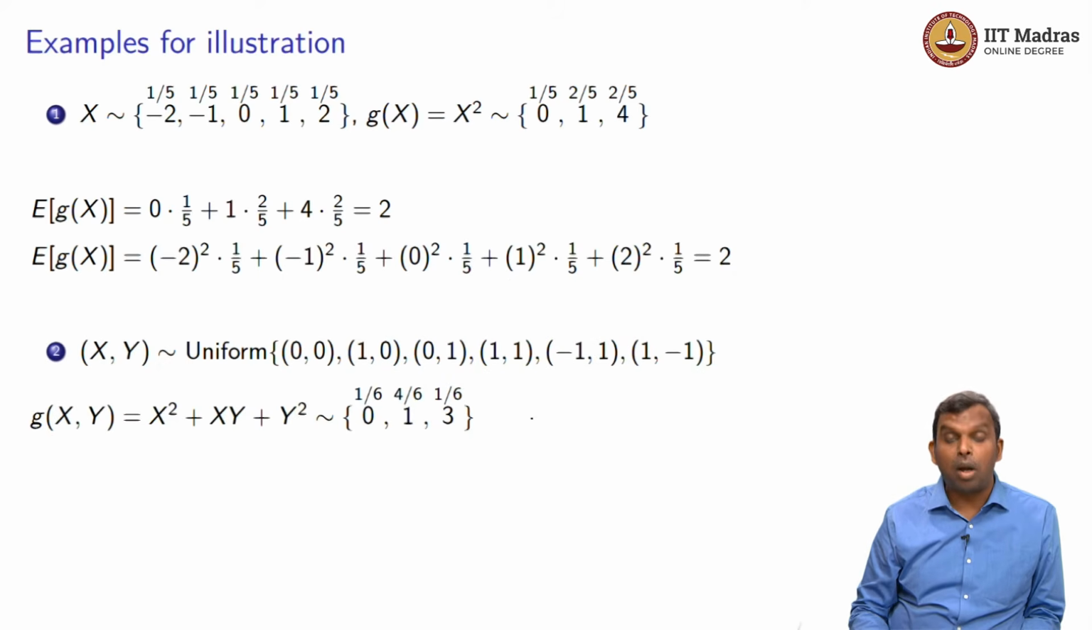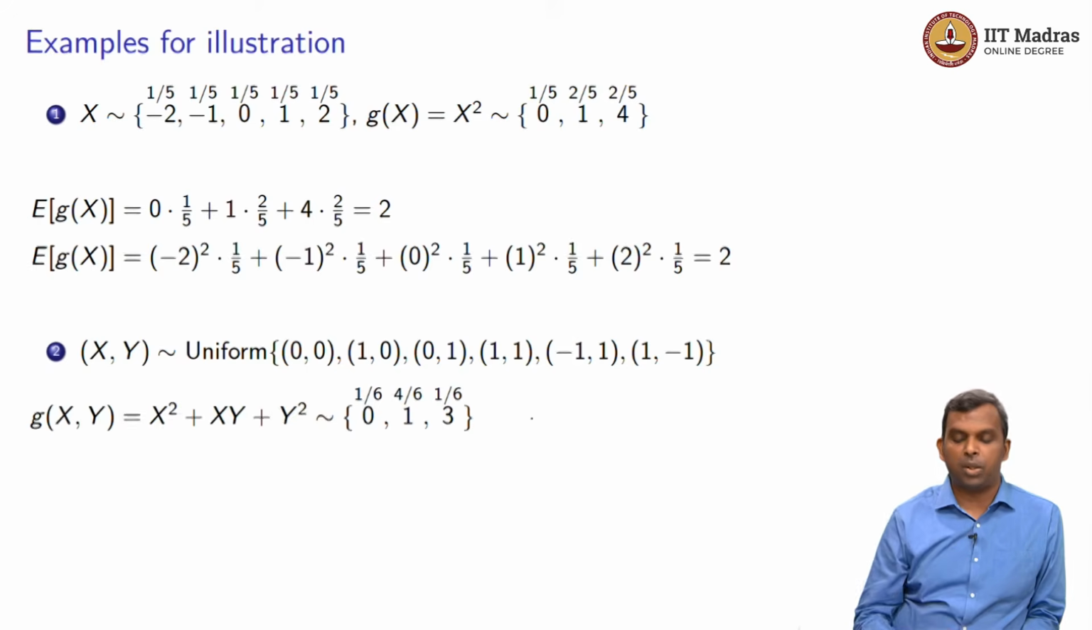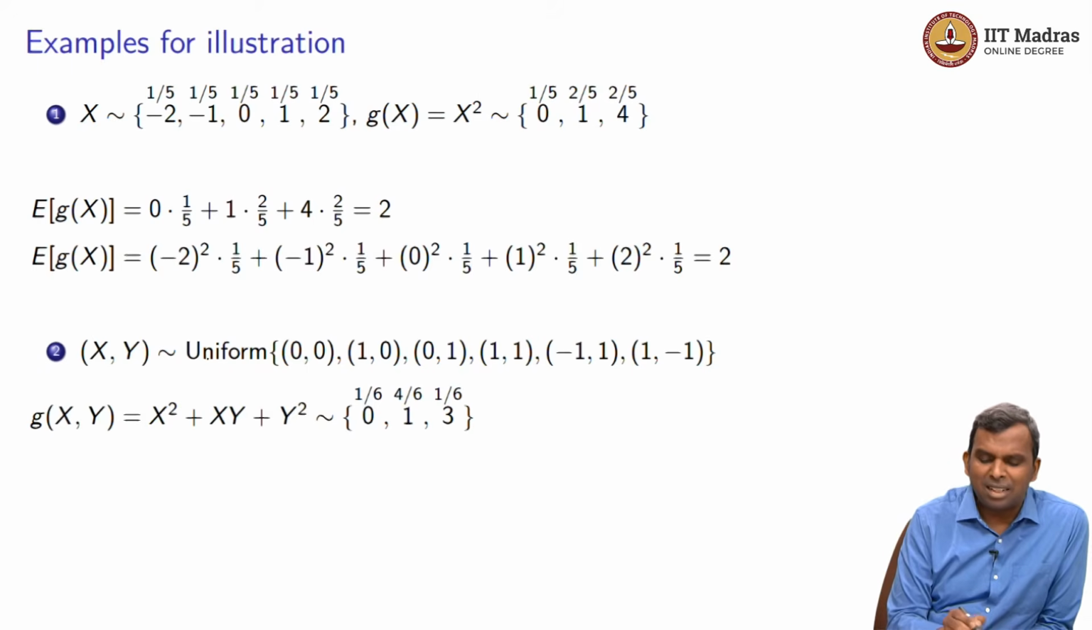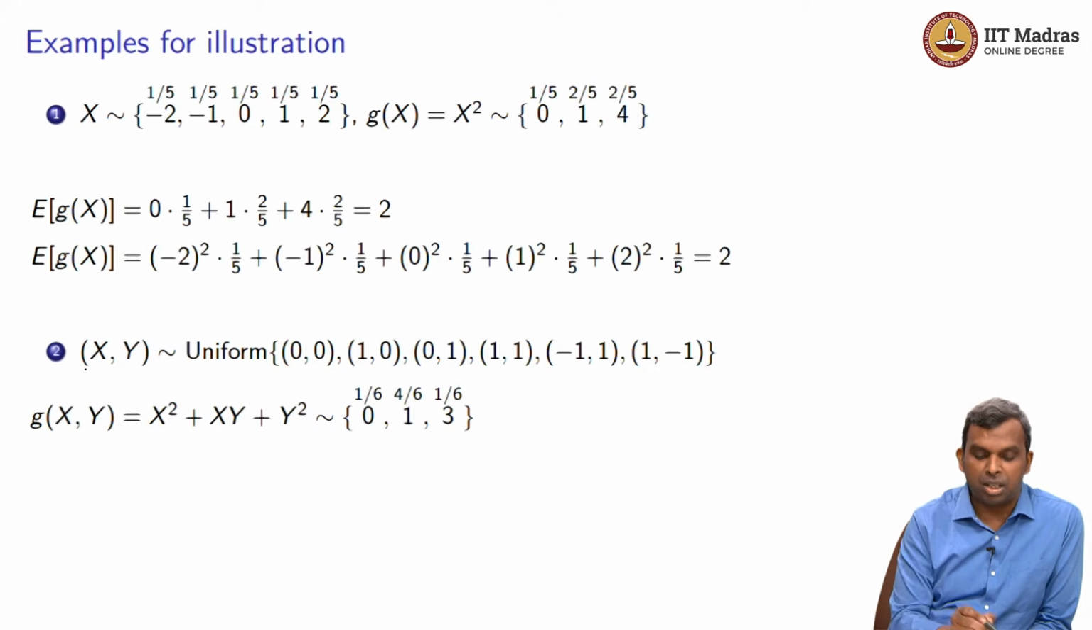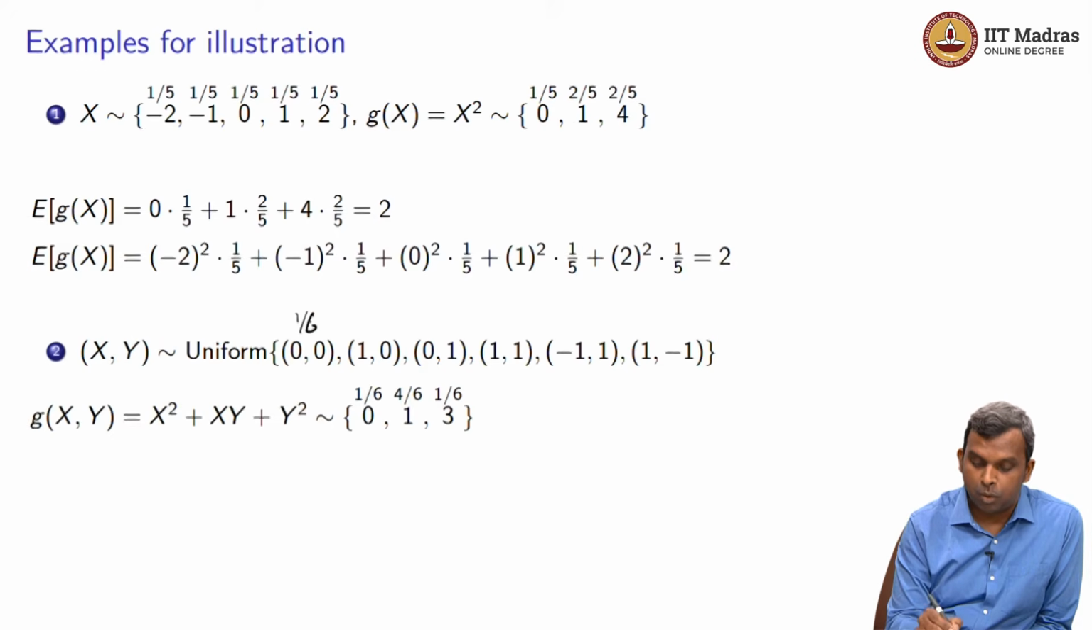Okay. So now I'm going to take two random variables. In the previous example, I took only one random variable. Here are two random variables, and notice how I'm writing the distribution. This is just some shorthand. I'm going to take that x, y takes all these values uniformly. So each of these has probability, I think, 1 by 6, right? Yeah. 1 by 6, 1 by 6, 1 by 6, 1 by 6, 1 by 6, 1 by 6.